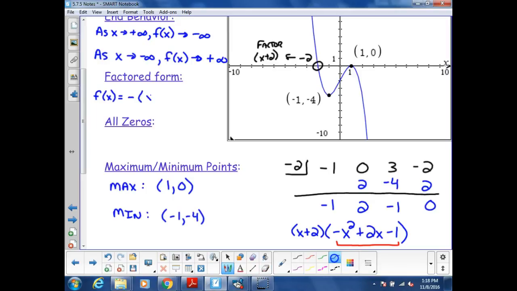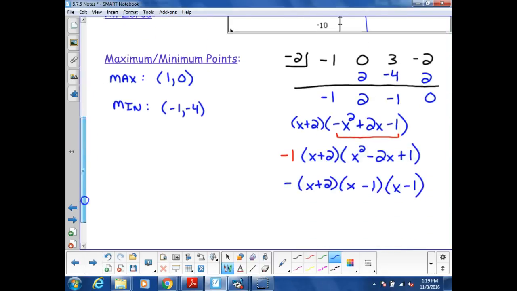Negative, and then x plus 2 times x minus 1 quantity squared. If you wrote that as x minus 1 and x minus 1, that means the same thing. But if you wanted to write it in condensed form, it would look like that. Okay.